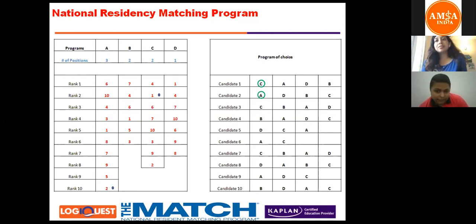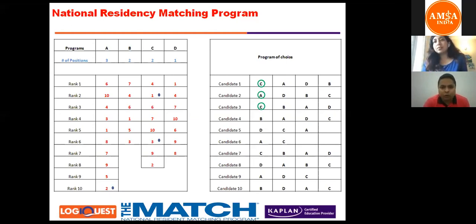Candidate number 3. Candidate number 3's first choice is C. So on C's list, do we find 3? Yes, we do, over here. And which is why candidate 3 also gets matched to program C.